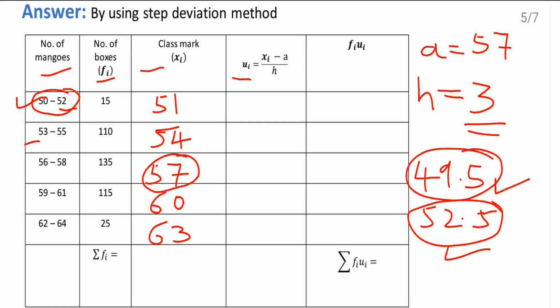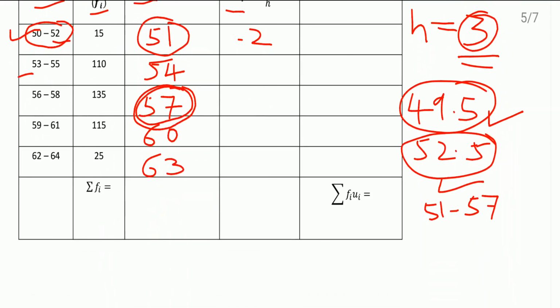Right? Now we'll find out ui. Ui means xi minus a, divided by h. This is xi, 51 minus 57, which comes as minus 6. Minus 6 divided by h. H is what? 3. Minus 6 by 3 comes as minus 2. Right? Look at this one here. I'll show you here. 51 minus 57 divided by here 3, which comes as minus 6 by 3. Our answer comes as minus 2.